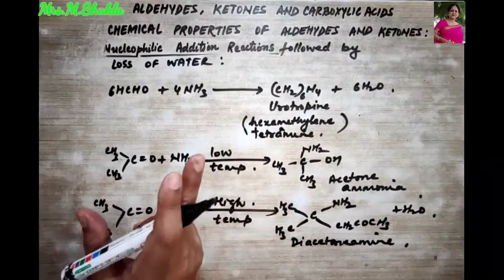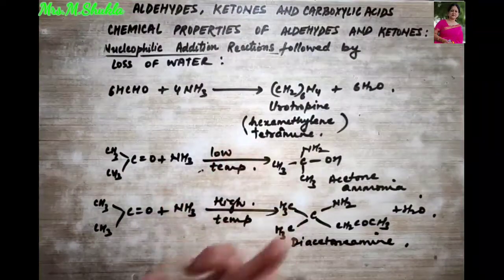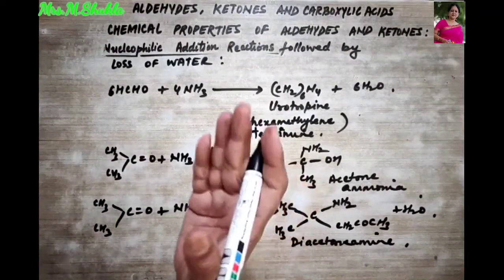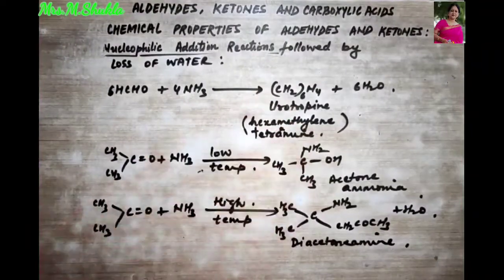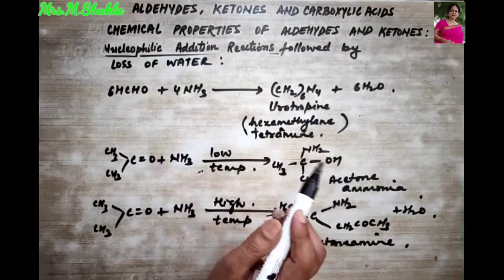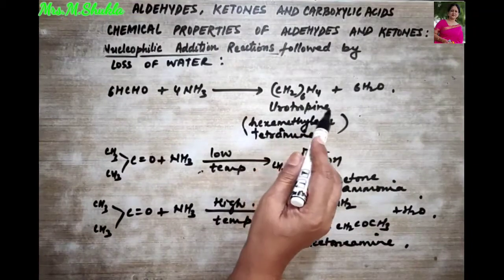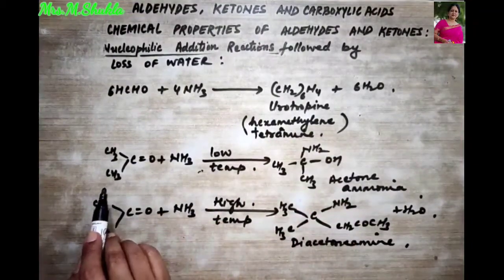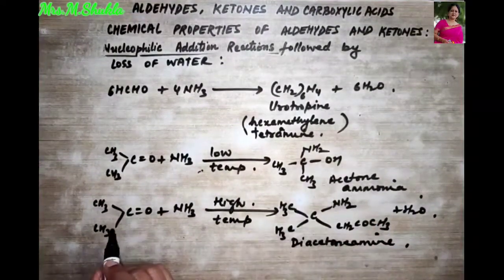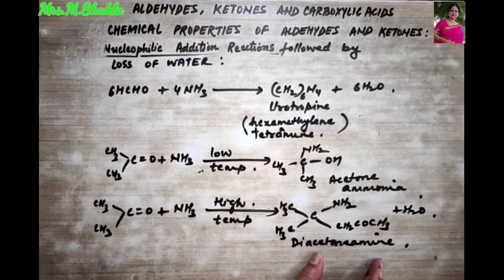What did I tell you? Aldehydes react with ammonia and form aldehyde ammonia. Because it is unstable, it loses water on warming and forms aldimines. Then I gave you an example of formaldehyde. It reacts with ammonia, and it forms hexamethylene tetraamine, which is also called urotropine. Then ketones react with ammonia at low temperature to give acetone ammonia. Further, this acetone, when treated with ammonia at high temperature, gives diacetone amine.